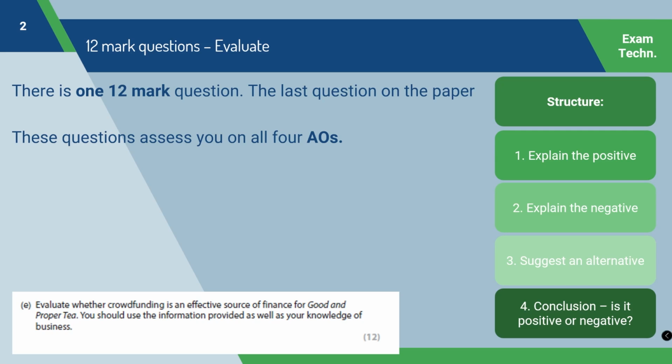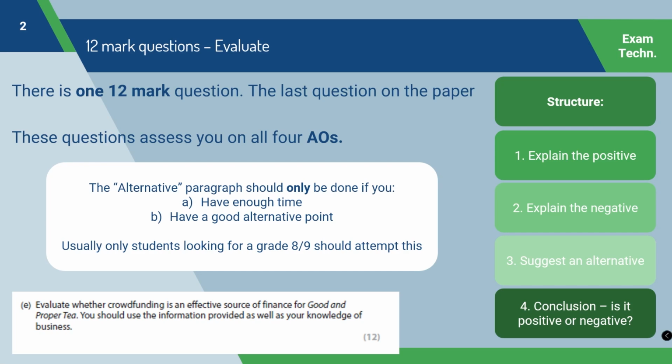And we'll talk about what that would look like for this question, because positive, negative, well, the question is whether crowdfunding is effective. So what is positive, what is negative? We'll talk about that. But the key thing here is that alternative paragraph. You should only do the alternative paragraph if you've got enough time to do one without running out of time. You absolutely should prioritize the conclusion over the alternative. So only do it if you've got enough time, and only do it if you've got a good point. Don't do it if you haven't got a good point. If you're not confident with it, you're better off not bothering than doing a bad one.